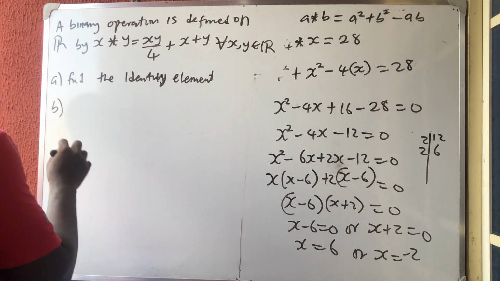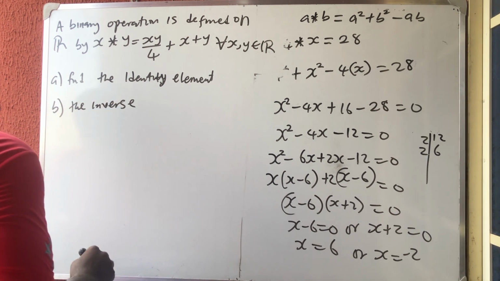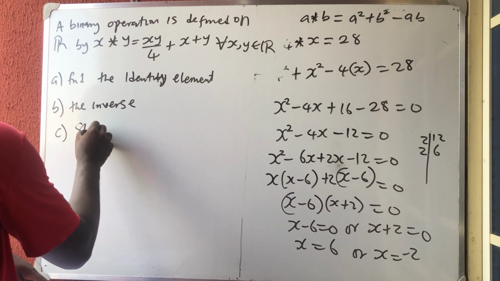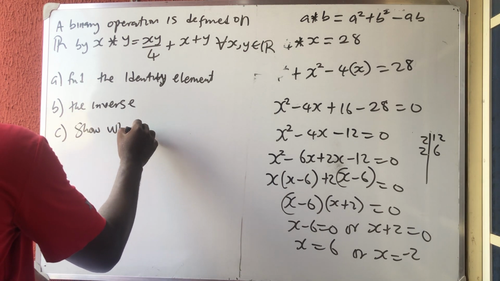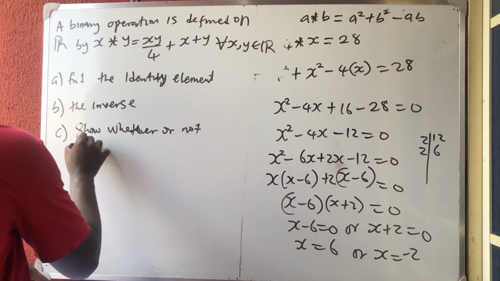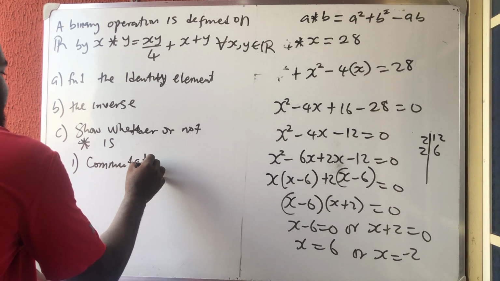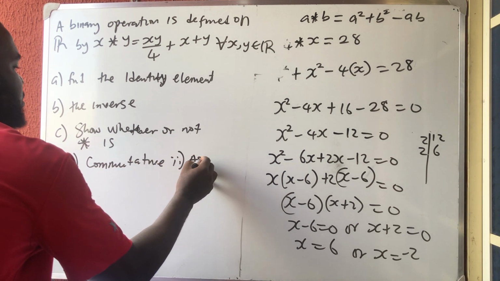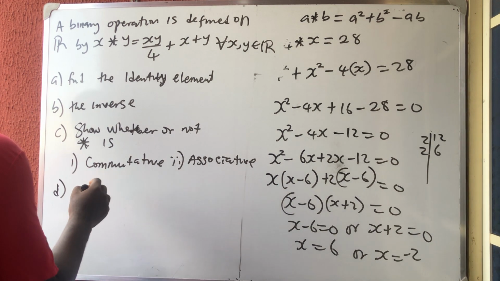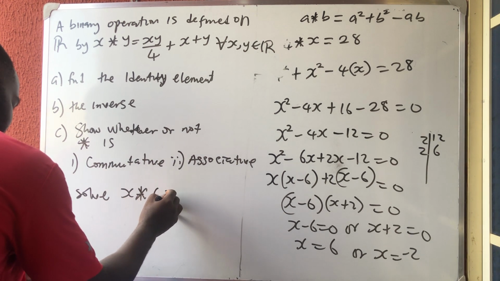Then B, the inverse. Then C, show whether or not star is commutative, associative. Then D, solve the equation x star 6 is equal to 36.